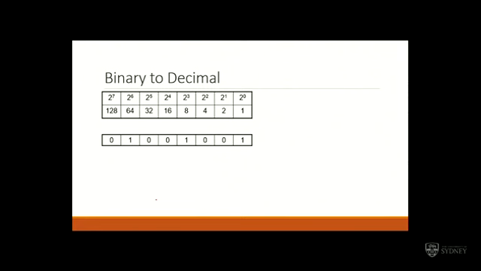So as an example, we've got this binary string here. So 0, 1, 0, 0, 1, 0, 0, 1. What we can say here is that this 1 here is the number of 64. So we've got 1 64, 1 8, 1 1. And we've got zeros everywhere else, so we don't worry about those columns. So that's 64 plus 8 plus 1. So we wind up with 73.